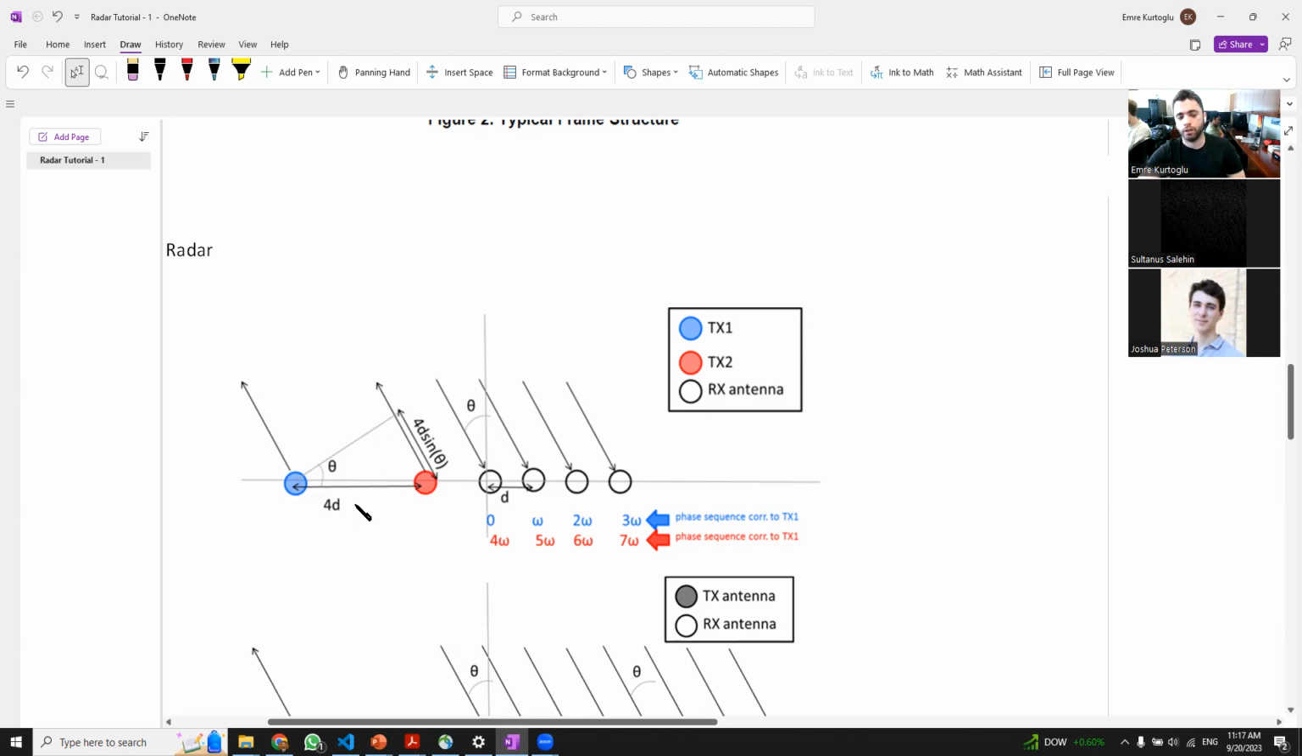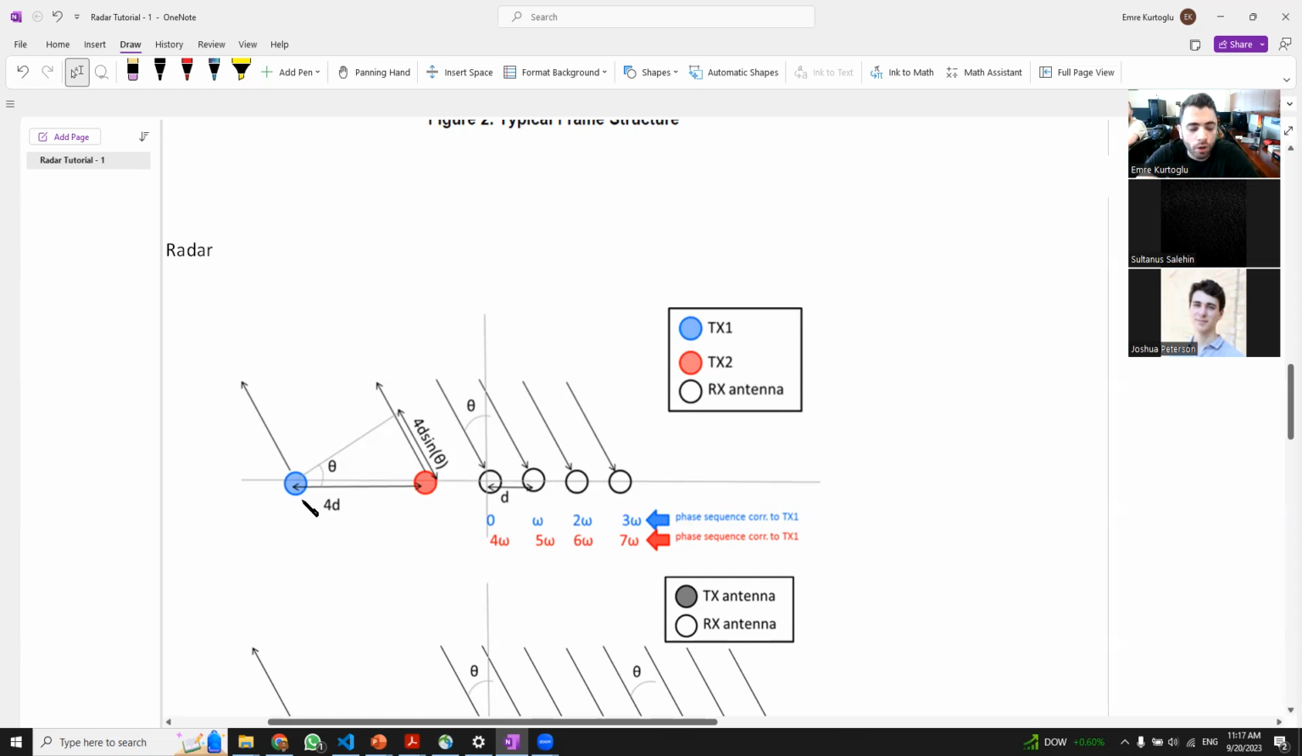There is a certain calculation for how this is calculated, but it's something that we are going to see a bit later, probably not today. So this distance is 4D, you can think of it as a constant distance. The distance between each receiving element is D. So from the first antenna to the last antenna, we have 3D distance.